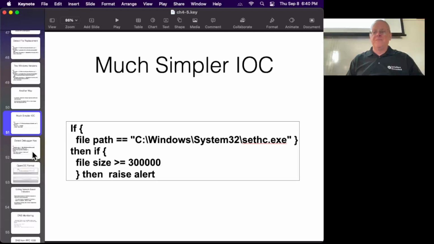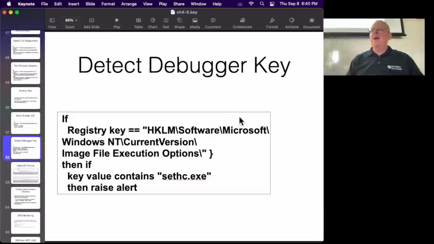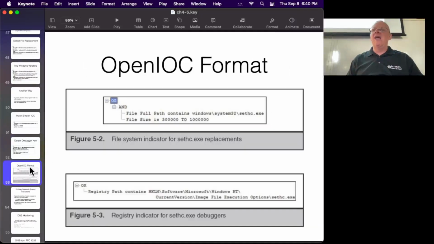All right. If you want to look for the debugger key, you can just look at the registry key that connects the debugger and see if it has sethc.exe in there, which it shouldn't have. If it does, then that's another clue that they're using it to perform that other attack. And so here's the OpenIOC format of these two things. Registry path contains these. This is that OpenIOC format they've talked about. I've never seen anybody actually using this, but it is an issue.